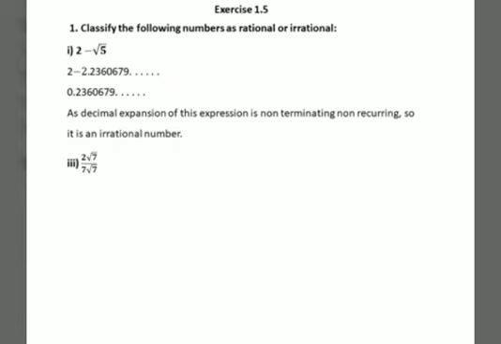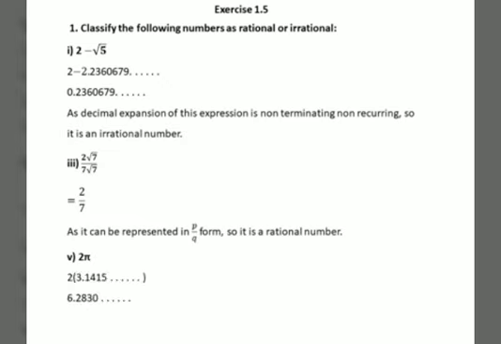Third sum, 2 root 7 by 7 root 7. We can cancel root 7 in the numerator as well as the denominator. Then you will get 2 by 7. 2 by 7 we can express in the form of P by Q. So therefore we can say it is a rational number. Fifth sum, 2 pi. We know pi is an irrational number. When an irrational number is multiplied with 2, what will we get? We will get an irrational number only.